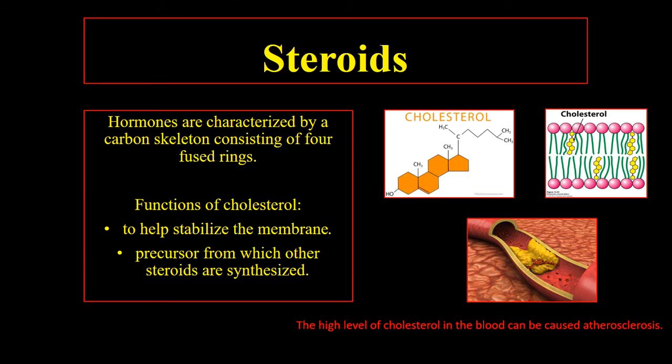Another type of lipid in the plasma membrane are steroids. Steroids include cholesterol and certain hormones. They are characterized by a carbon skeleton consisting of four fused rings. Cholesterol is a common component of animal cell membranes and functions to help stabilize the membrane. It is also the precursor from which other steroids are synthesized.